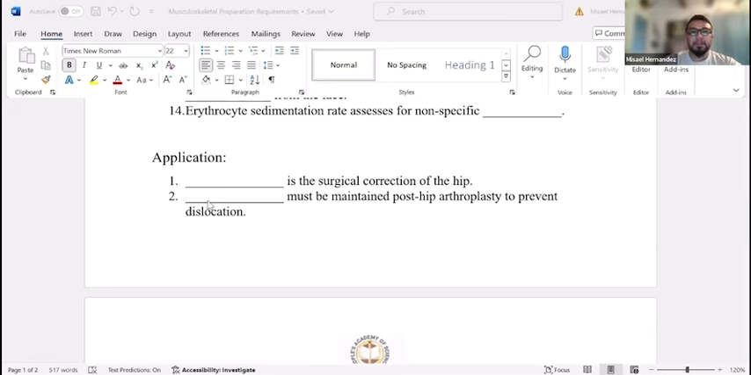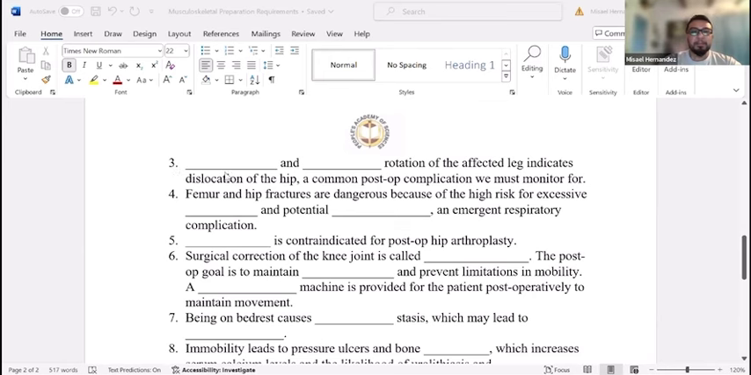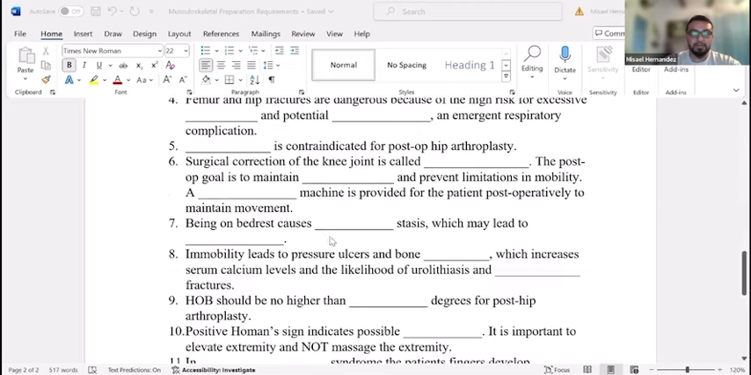Number two, blank must be maintained post-hip arthroplasty to prevent dislocation. Number three, blank and blank rotation of the affected leg indicates dislocation of the hip, a common post-op complication we must monitor for. Number four, femur and hip fractures are dangerous because of the high risk for excessive blank and potential blank, an emergent respiratory complication.